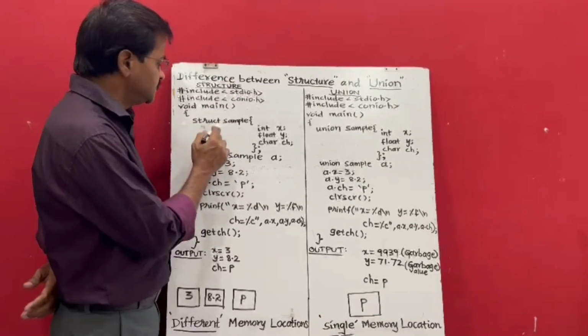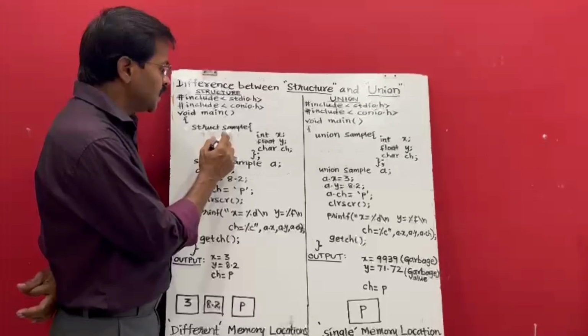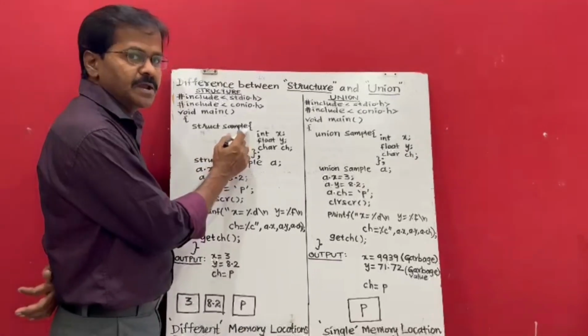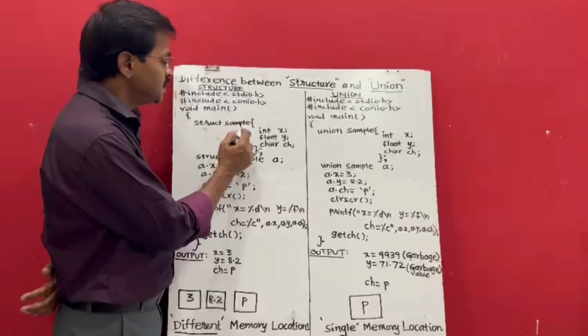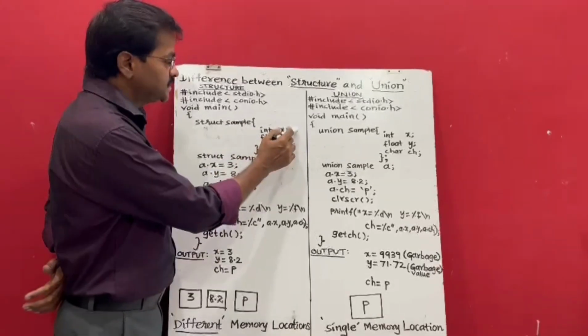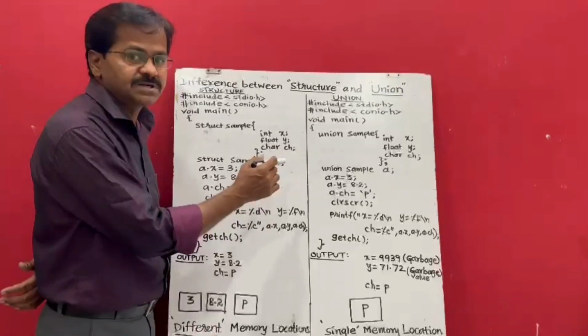Here struct is a keyword, a reserved word or predefined word. It is followed by a user-defined name. You can give any name for the structure. This is the structure name. Under the common name of the structure, we write these variables, which are called members or fields.